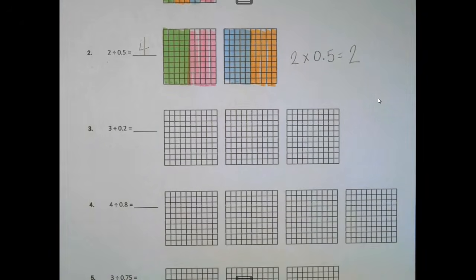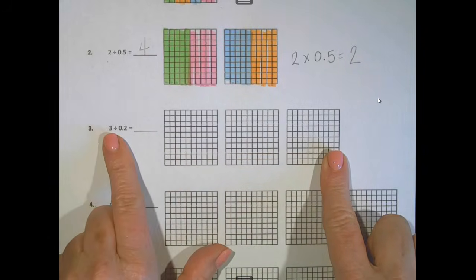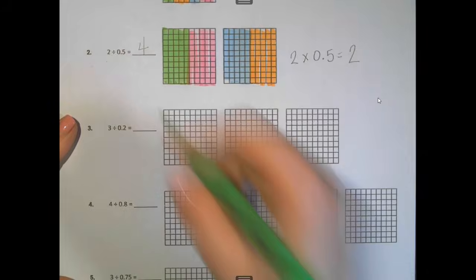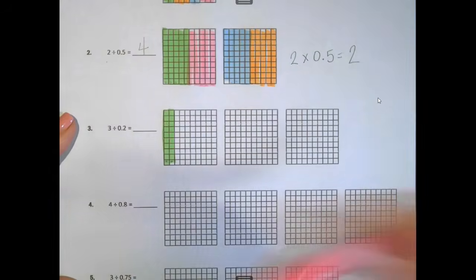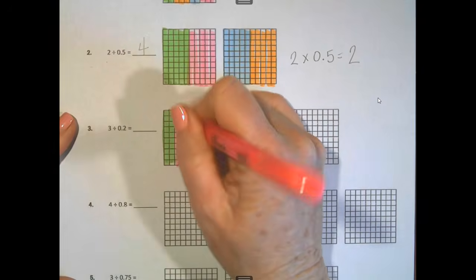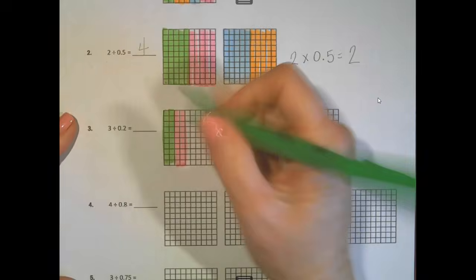Let's work on number 3. We're dividing 3 wholes, here they are, into groups of 2/10. So we're going to shade groups of 2/10. I'll be honest, I'm just going to use 2 colors here, and I'm just going to alternate every other group of 2/10.